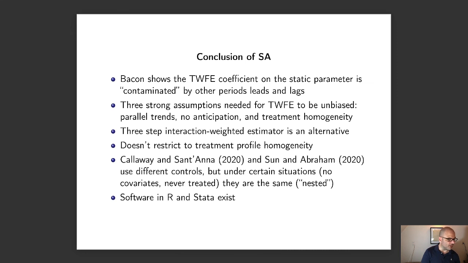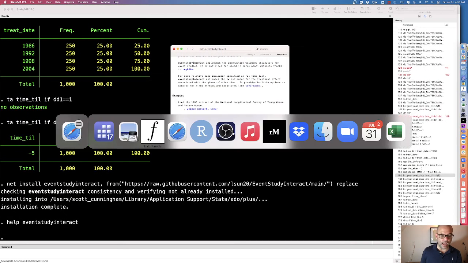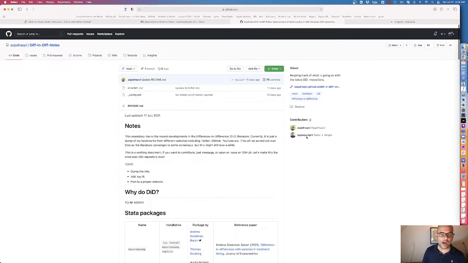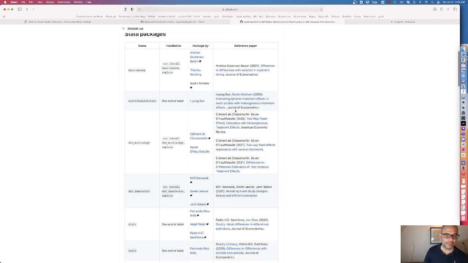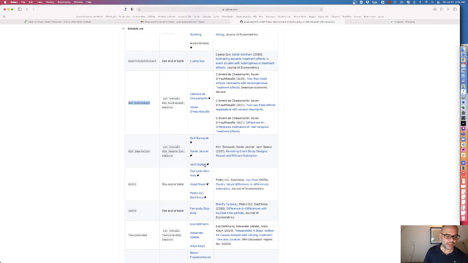Stochastic Shock says, are these R packages and Stata packages identical? I don't know. That's a good question. If it was me, I would probably use the package that the authors wrote. Sophie Sun wrote eventstudyinteract. I would use it. Callaway and Sant'Anna wrote did multiple GT. I would use that one. Borusyak and coauthors wrote did_imputation. I would use that one.